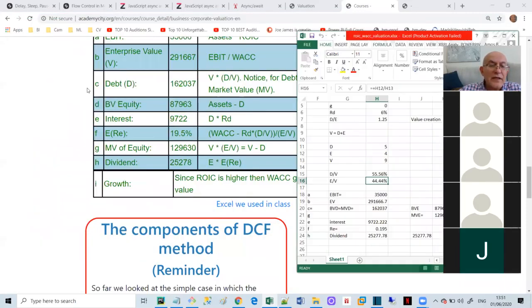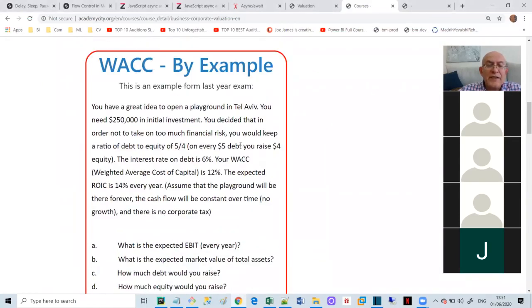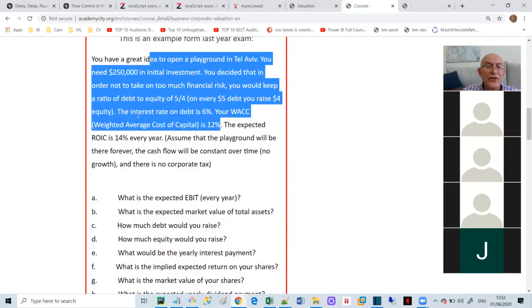That's the meaning in the question here when we say that the company has raised debt to equity in a 5 to 4 proportion. So for every $5 of debt, we're raising $4 of equity. In addition, we are given that the company is paying 6% interest on the debt, and the WACC is given to be 12%. Please pay attention that you are not given the expected return of the equity owners.